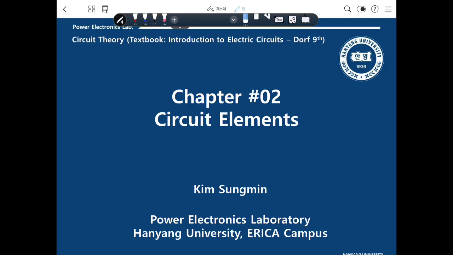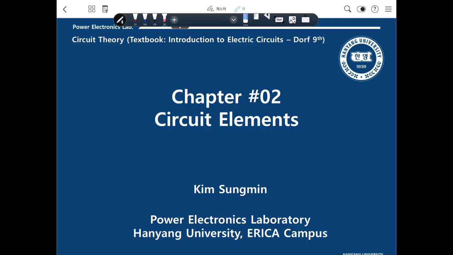This is the second chapter of the introduction to electric circuits. The topic of this chapter is the circuit elements. In this chapter, we will deal with what the elements of an electric circuit are. Especially, we will introduce the resistor, the voltage source, and the current source.